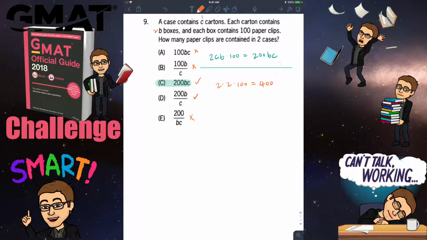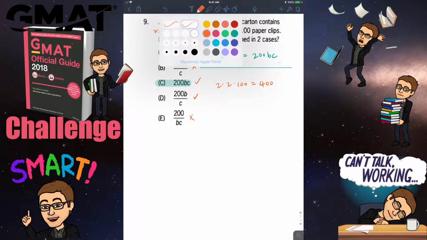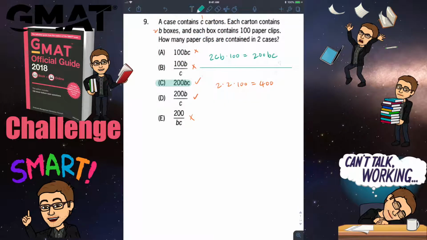And that's when you have to pick a different pair of numbers. I could interchange these 2 numbers. Basically, let me change the color. I could pick C as 2 and B as 1. So I just switch those 2 numbers. And that basically means a case contains 2 cartons and each carton contains 1 box.